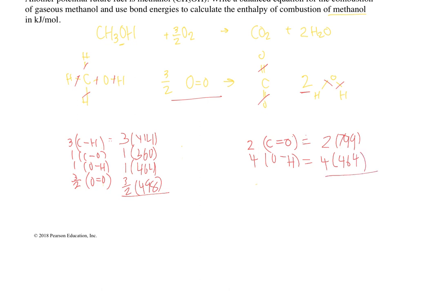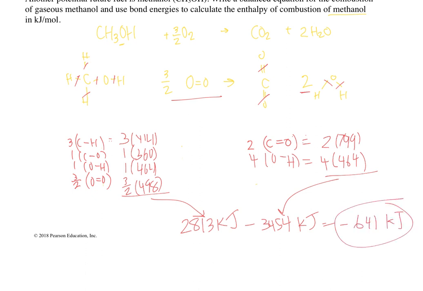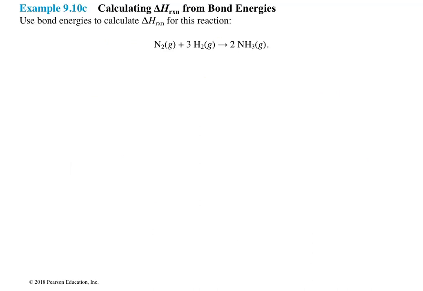So I'm going to do broken minus formed. The amount I broke is, the total is 2813 kilojoules. And I formed, so I'm going to do minus formed, 3454 kilojoules. So that number came from here, and this number came from there. So my total is negative 641 kilojoules. So that's how much energy was released, so exothermic reaction.